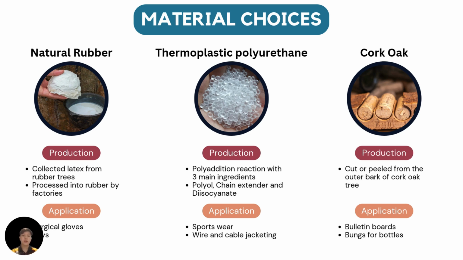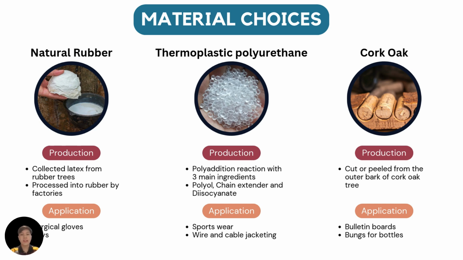So, the 3 material choices we're evaluating are natural rubber, thermoplastic polyurethane, and cork oak. First, we have natural rubber. It is produced by collecting latex from rubber trees and then processed in factories. Natural rubber is widely used in products such as surgical gloves, toys, and many more due to its flexibility.